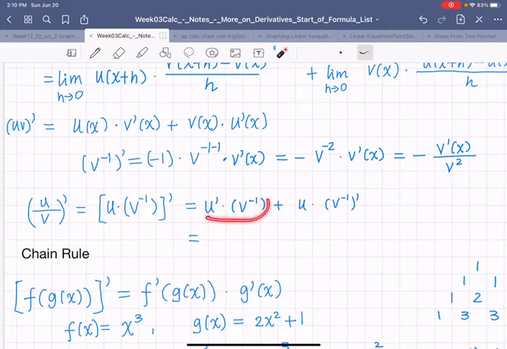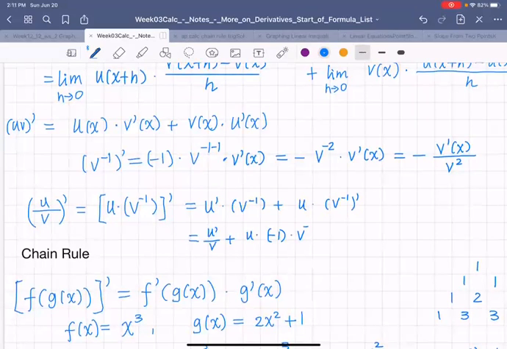This is just u prime over v, okay? The other guy is u times v to the -1. How do we do this one? We have to use the chain rule. The outer layer is this guy, the inner layer is v. Tell me, this equals how much? You do -1 times v to the power -2. That's the power rule, -1 minus 1.